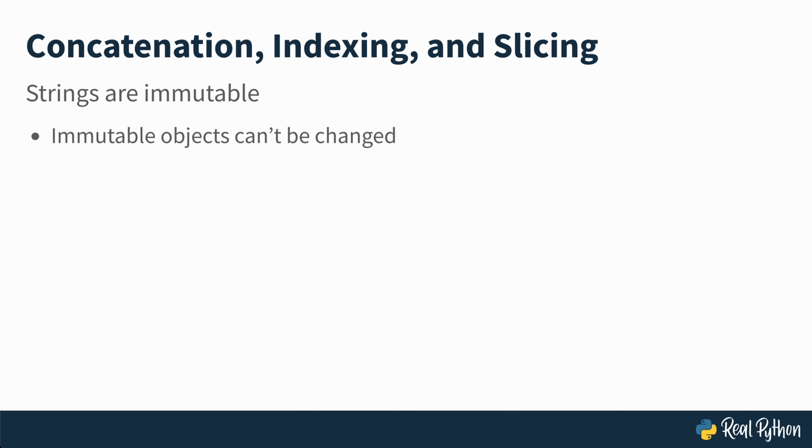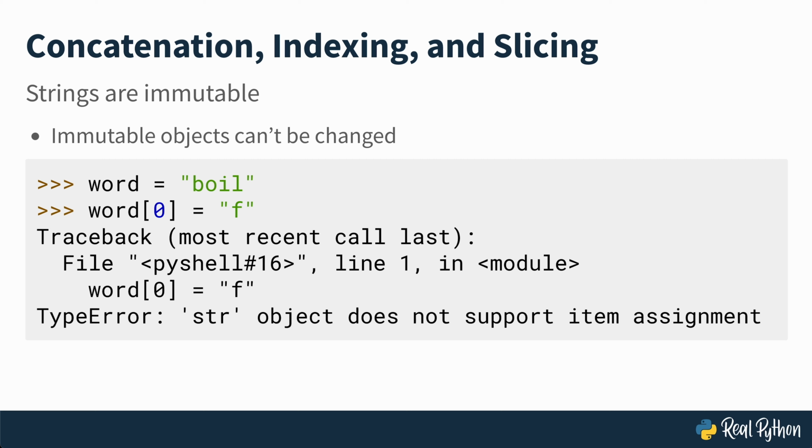So to wrap this lesson up, one last thing that you need to know is that strings are immutable, which means that you can't change them once they've been created. Let's say you assigned boil to the variable word, and then you went in and tried to change the character that's at index 0, which is the first letter, and you're like, okay, let's reassign the first letter to F. You'll see a type error. String object does not support item assignment. You can't reassign a letter inside there.